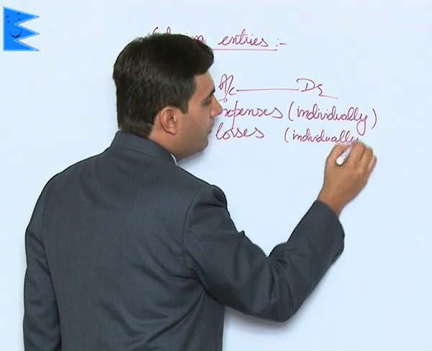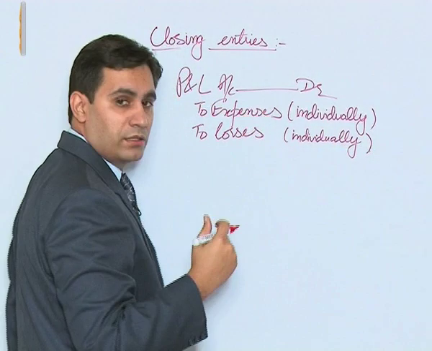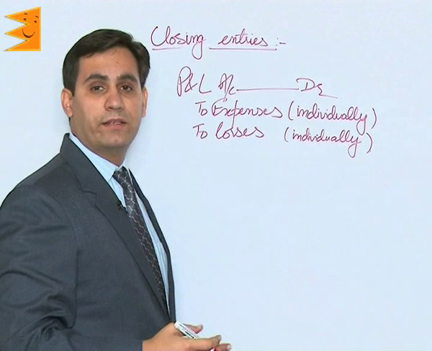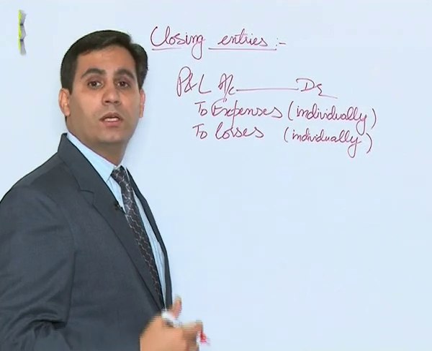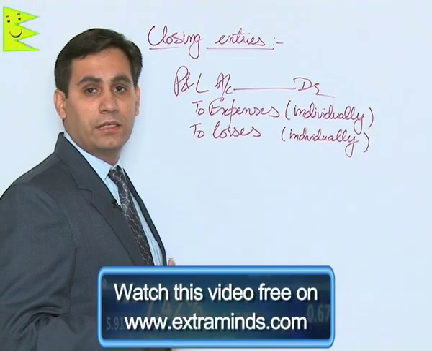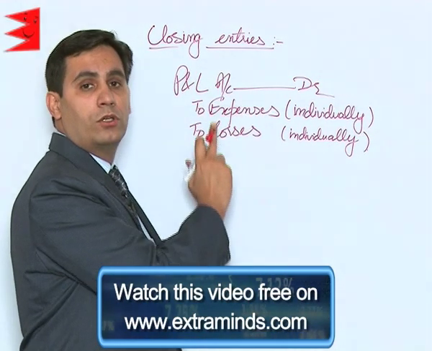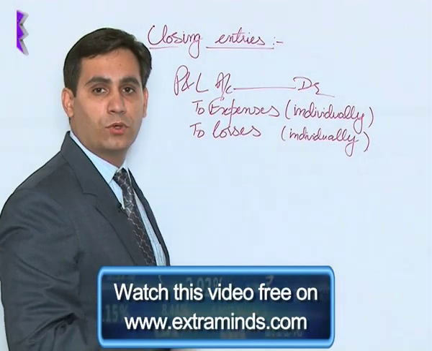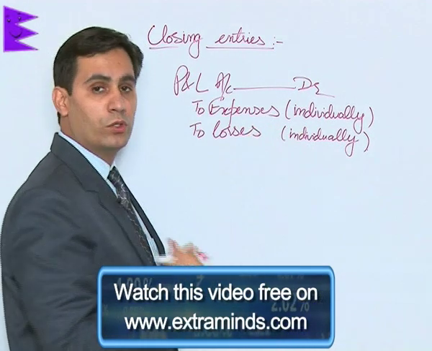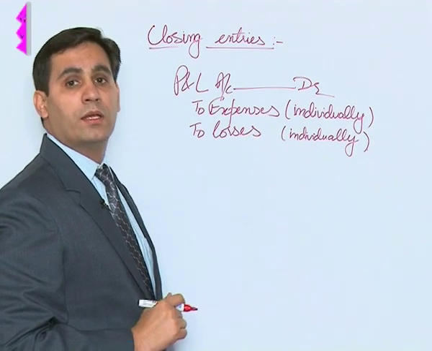Now by individually we mean that, let's say there are 5 expenses: rent, salaries, carriage outward, then interest, then commission. So you will record them separately as P&L to rent, to salary, to commission, and so on. So all these expenses would be shown individually.